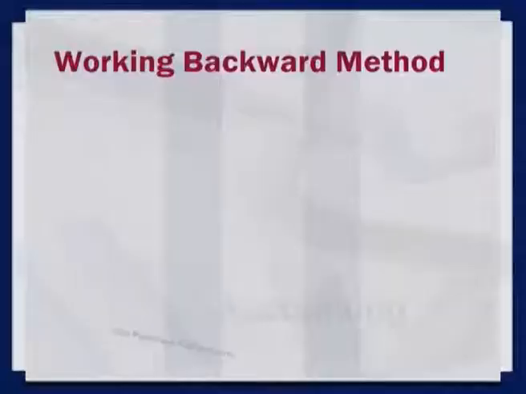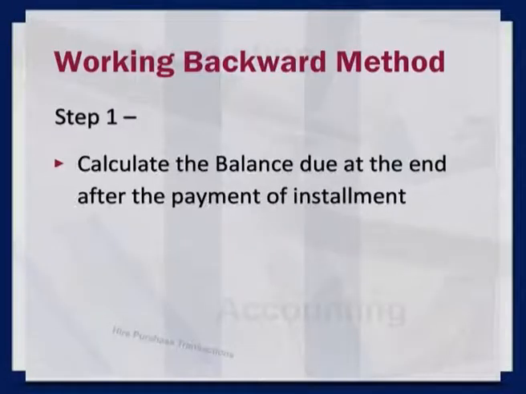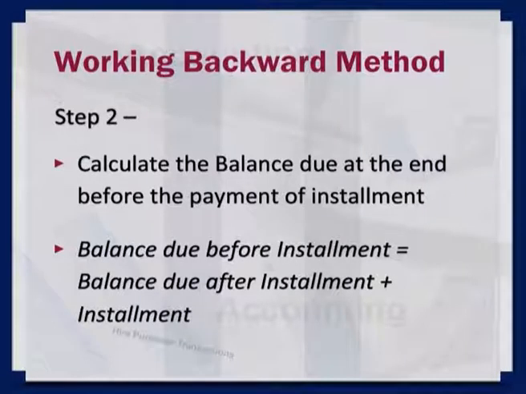After knowing the calculation of interest and cash price, let us talk about working with the backward method to calculate the cash price. Under the working backward method, the cash price may be calculated by taking the necessary steps. For example, step number 1, calculate the balance due at the end after the payment of the installment. Step number 2, calculate the balance due at the end before the payment of installment, as balance due before installment is equal to balance due after the installment plus installment.